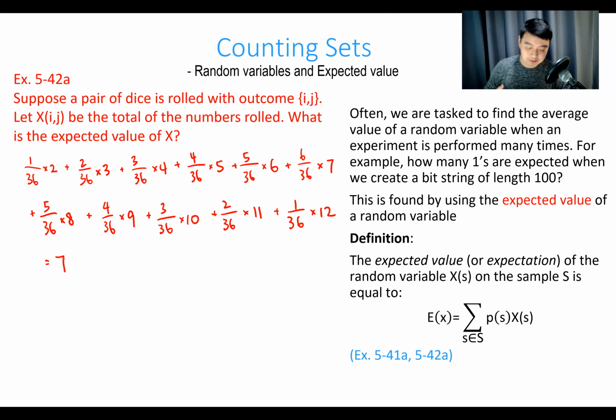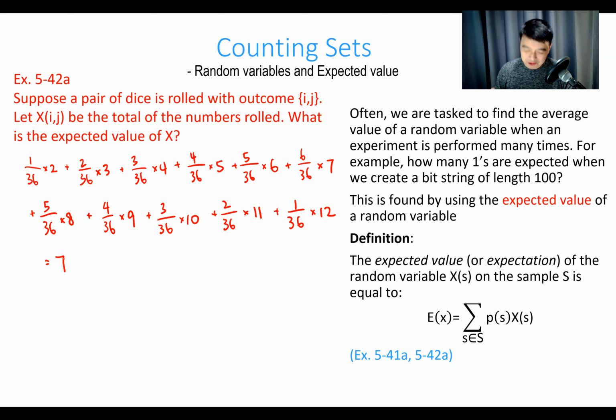So what is the expected value that you will get given that I throw a pair of dice? The sum of this pair of dice is going to be 7. Okay, it's going to be expected to be 7. Okay, so that's basically how random variables work.